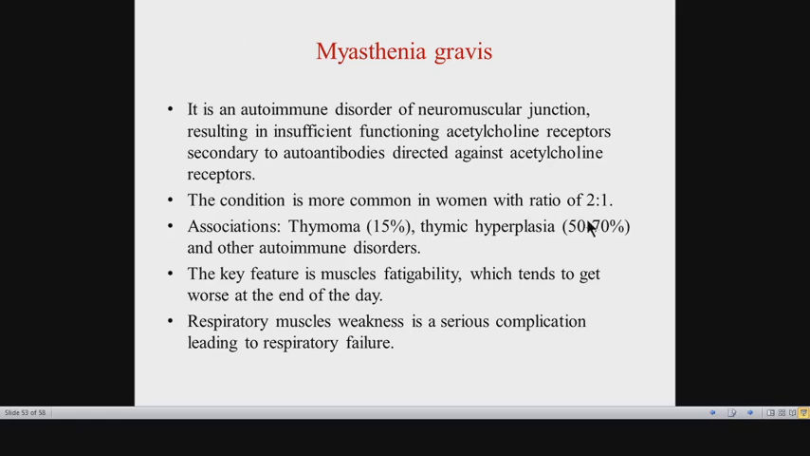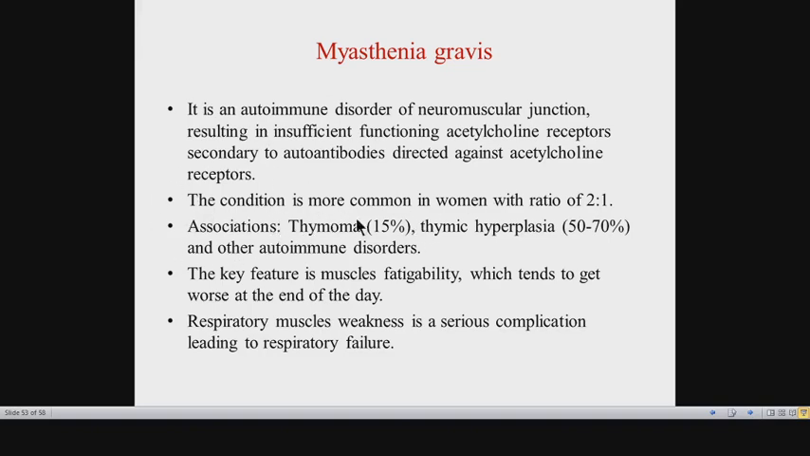Myasthenia gravis is more common in women, where it affects young women between 20 to 30 years. While when it occurs in males, it will affect old males between the age of 60 to 70 years. The reason for that is unknown, but this is called bimodal distribution. This condition is associated with a lot of other conditions.